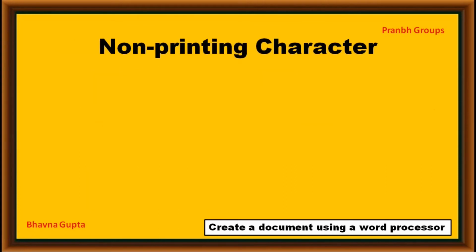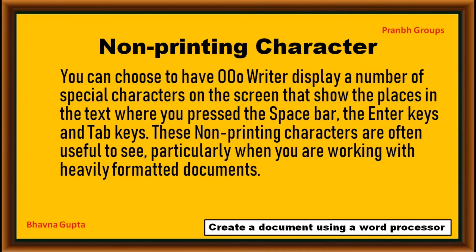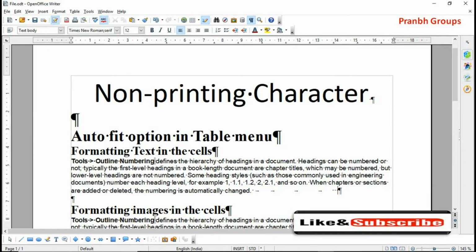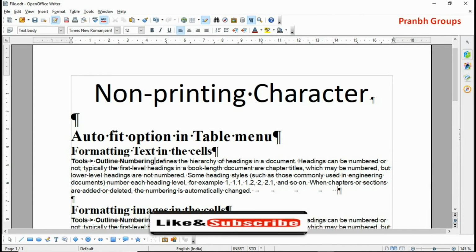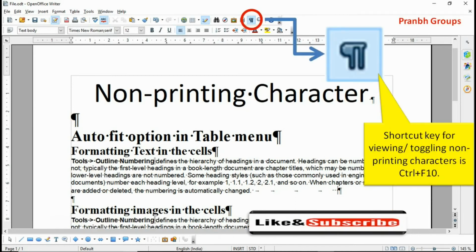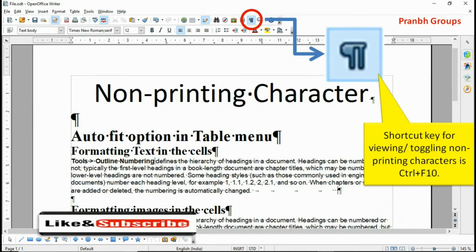Next topic, non-printing characters. You can choose to have Writer display a number of special characters on the screen that show the place in the text where you press the spacebar key, Enter key or Tab key. These non-printing characters are often useful to see, particularly when you are working with a heavily formatted document and need to keep track of your tabs, spaces, blank lines and so on. This is a document where I am using non-printing characters. To display Writer's non-printing characters, you can click on the Hide and Show button in the standard toolbar.